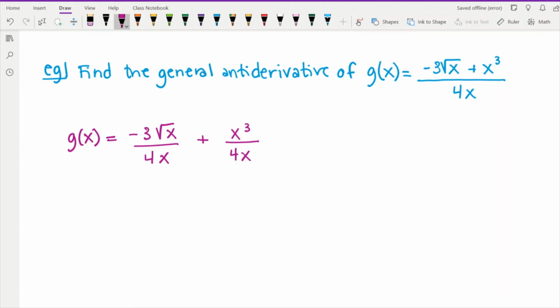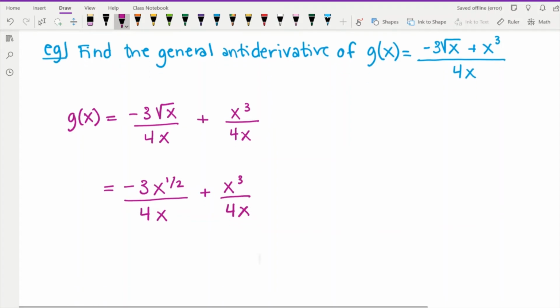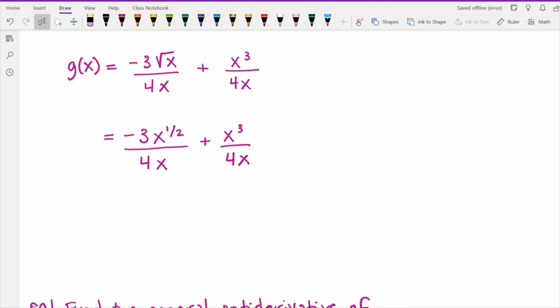So let's rewrite this slightly differently to help us. 3 times the square root of x, we can also write that as 3 times x to the 1/2. And then we still have x cubed over 4x. So again, just to be clear, we have not taken any antiderivatives yet, right? All we're doing is just rewriting our function a slightly nicer way. And actually, let me just move this up because I think I might run out of space.